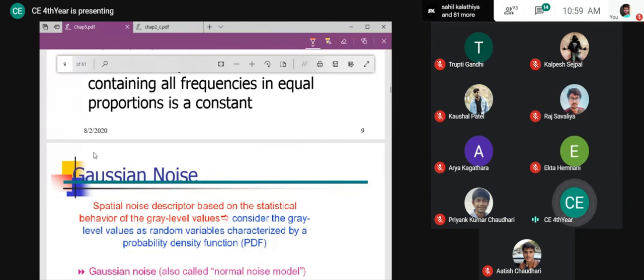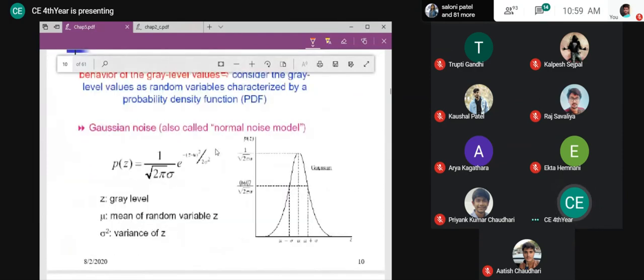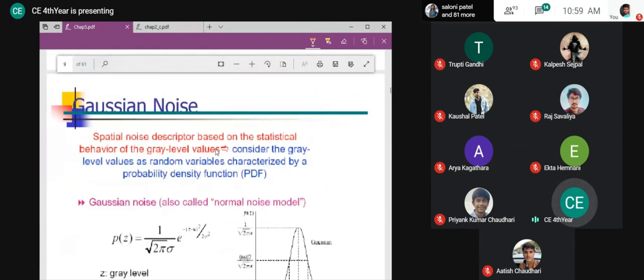Okay, so now what are the models of that noise? Several models we are going to learn. In all the cases we will assume our noise will be white, whatever the model we are using. We will get more details on these noise models in the next lecture.